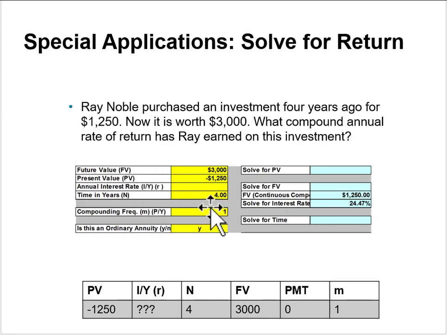So we need to input the data. Now what you'll recognize is what? Present value has to be negative, negative $1,250. Future value is $3,000. The time in years is 4. We're solving for interest rate, so that's blank. Compounding frequency is 1. So this interest rate, we're going to earn 24.47% is what we have earned on this investment rate.